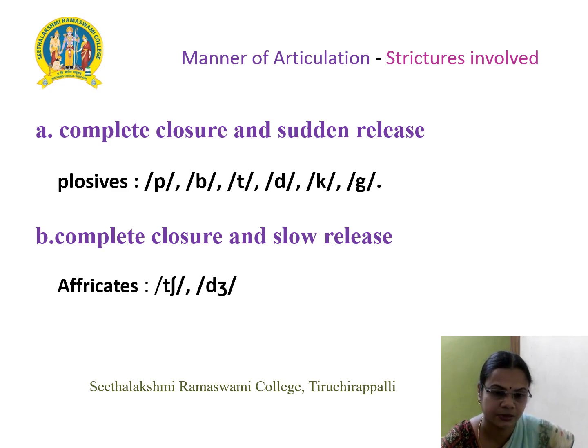Next one is complete closure and slow release. Sounds produced in complete closure and slow release strictures are called affricates. While producing ch and j, a complete closure at some point in the mouth behind which the air pressure builds up. The separation of the organs is slow compared with that of a plosive, so that friction is a characteristic second element of the sound.